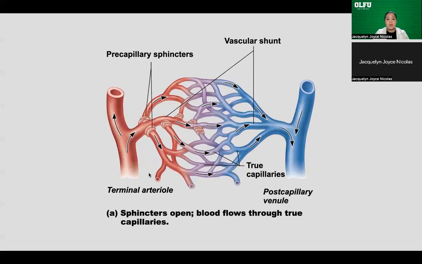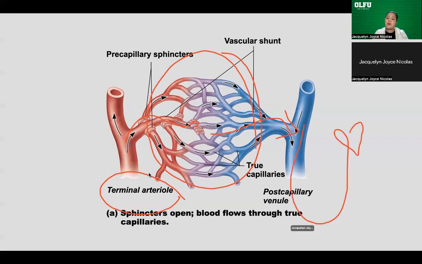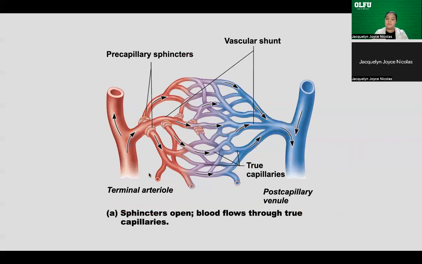So again, you have the terminal arteriole. So this is the end of the artery. Now it goes into the microcirculation in our capillary bed, and then it goes back to the heart through our vein, which will then again bring it to the heart for oxygenation, and the process will continue. Okay, there.